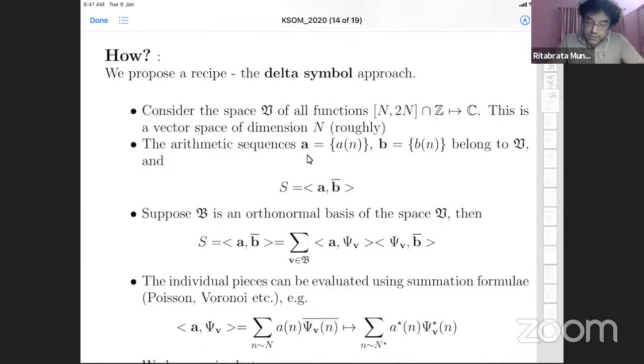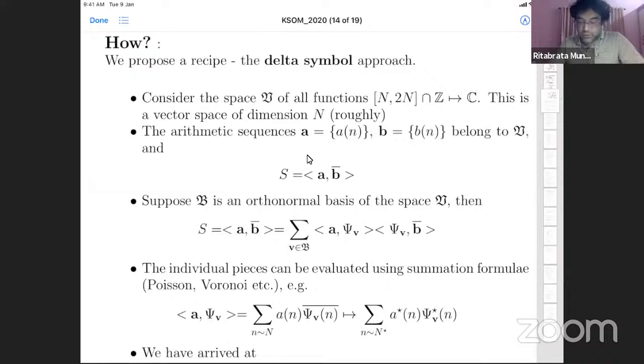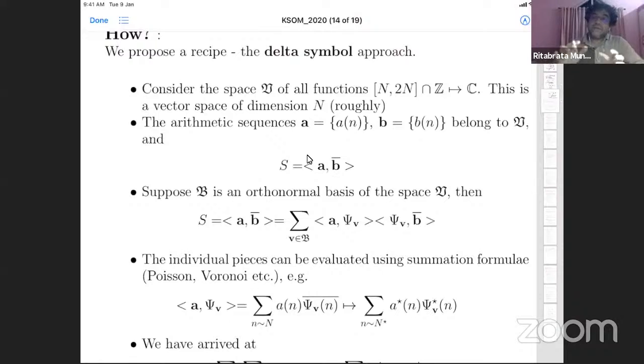Now let me describe how we are going to get cancellation, or show cancellation, in a correlation sum. We start with two arithmetic sequences which are supported between n and 2n. We can think of them as functions in some space. That space is called V over here. We're looking at the collection of all functions from this domain to complex values. So this is a vector space of dimension n.